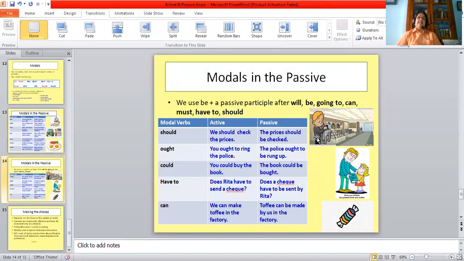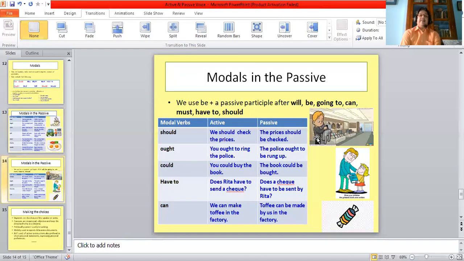Now, these are should, like we should check the prices. This will become the prices should be checked. Or ought, you ought to ring the police. This will become the police ought to be rung up.